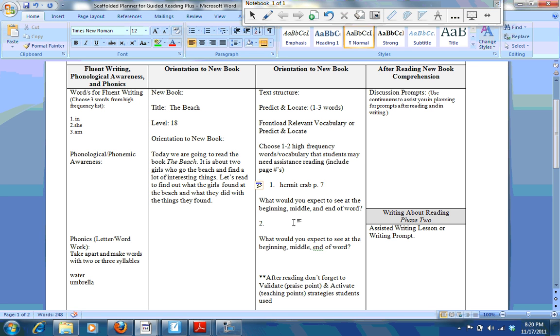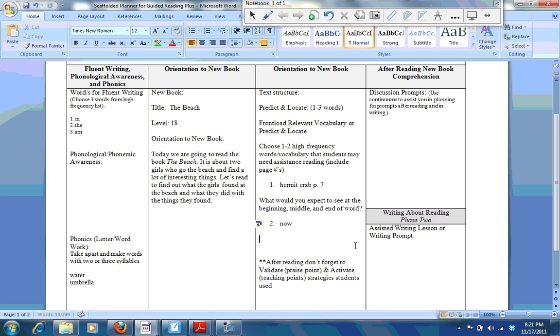Now, another high frequency word is "now." They may have trouble with that word. You wouldn't necessarily need to say what would you expect to see, but if they're having trouble with beginning and ending, I wouldn't think by this time in a level 18 they would have that trouble. But I would say that you're probably good with these two words. There's probably other choices, but these are two that I just chose from this book.